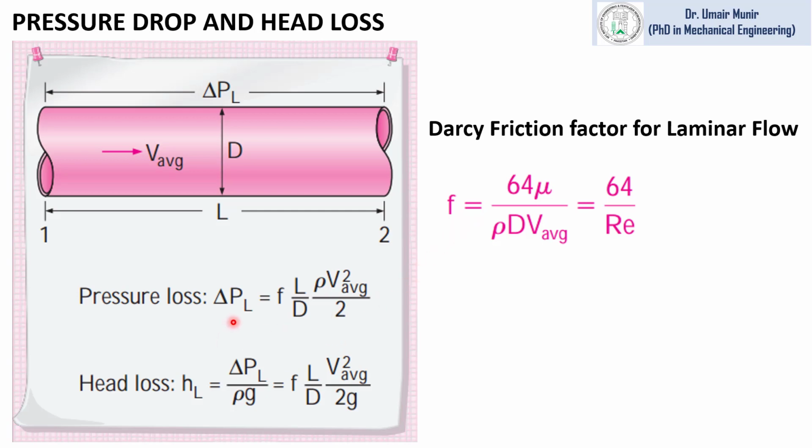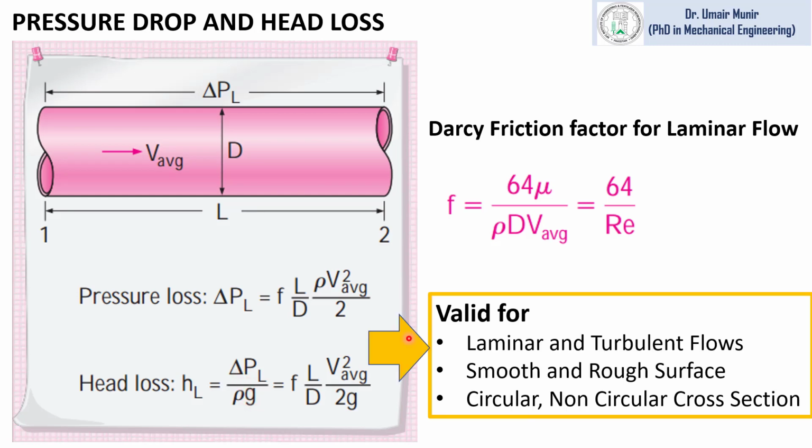Also, with the help of this pressure drop equation, we can find out the head loss. Head loss is equal to pressure drop divided by rho g. This expression of pressure drop is valid for laminar and turbulent flows, for pipes having smooth or rough surfaces, and pipes with circular cross-section and non-circular cross-section.